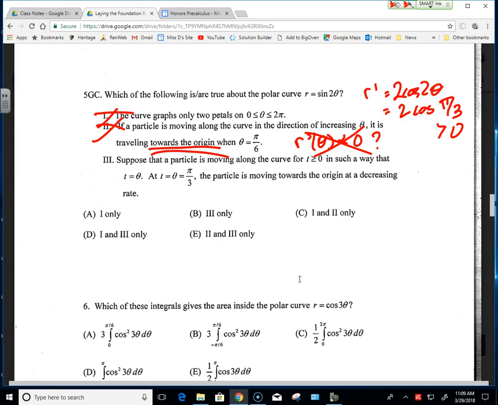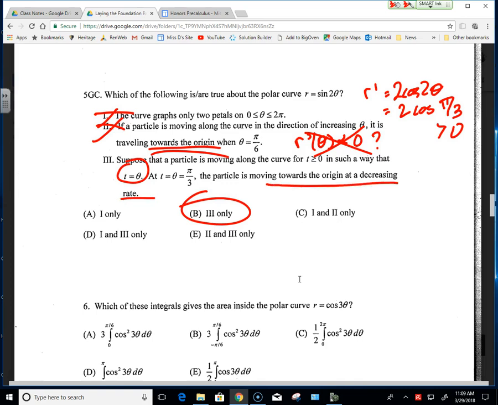If you look at process of elimination, the final answer is B, number 3, but let's look why. Suppose that a particle is moving along the curve for t greater than or equal to 0 in such a way that t equals theta. Ooh. At t equals theta equals pi over 3, the particle is moving towards the origin at a decreasing rate.